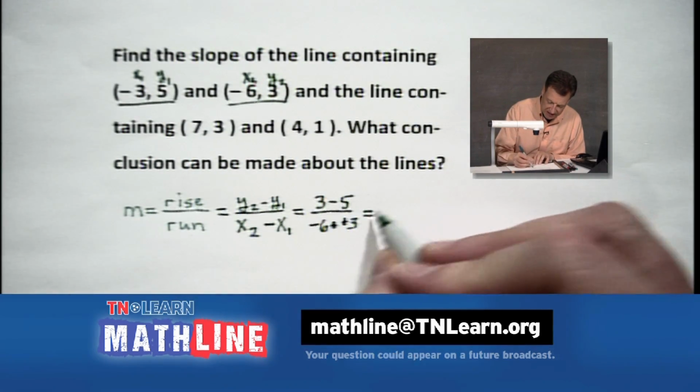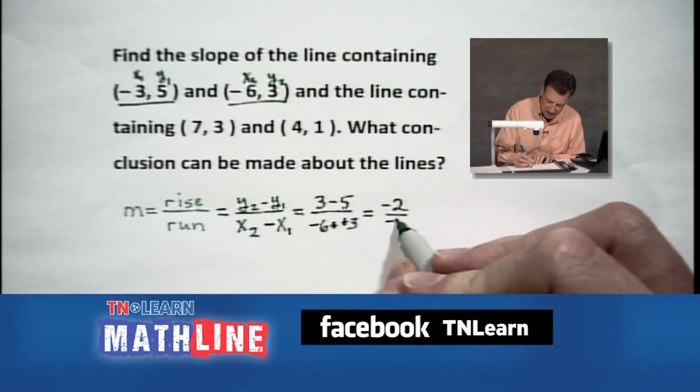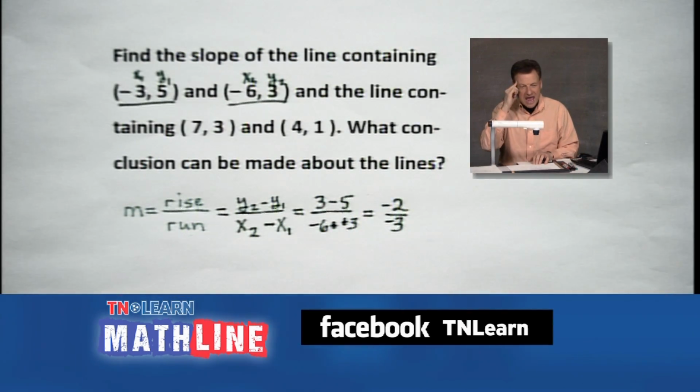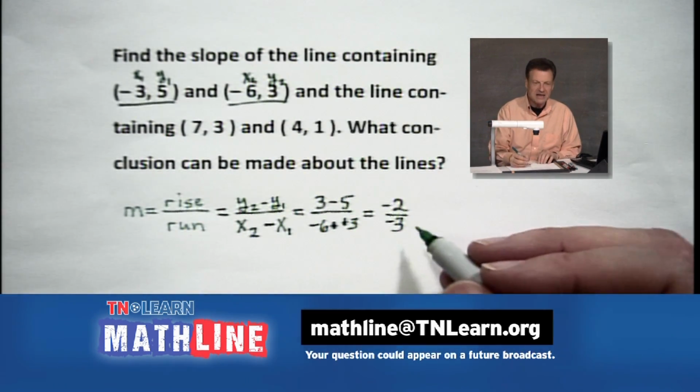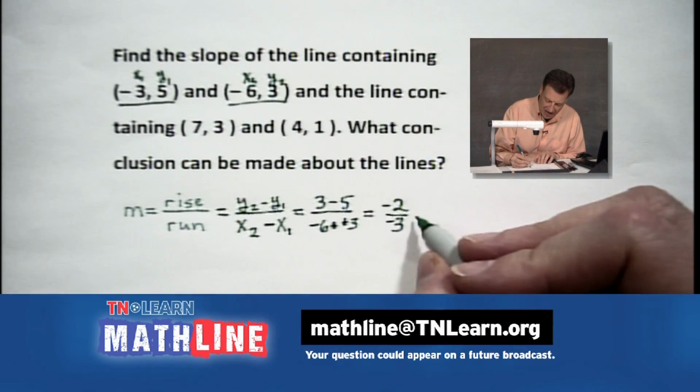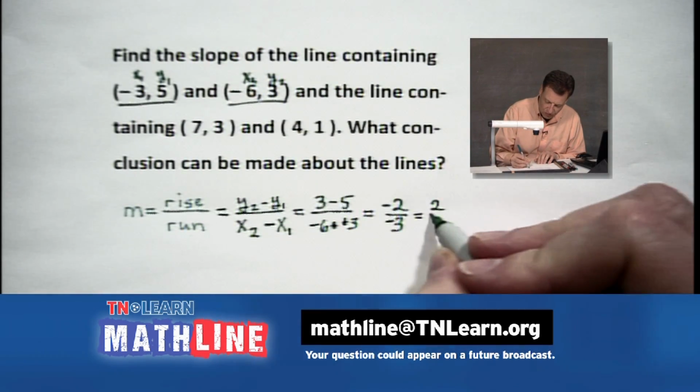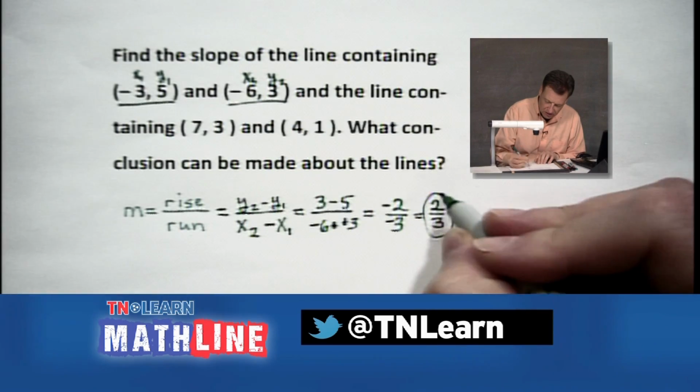So here we go. I get -2 over -3, and it's division. All right? So you say, well, can we leave it like that? Well, we can, but what's a negative divided by a negative? It's going to give us a positive. Now, 2 over 3 is not going to reduce, so we've got a slope of 2/3.